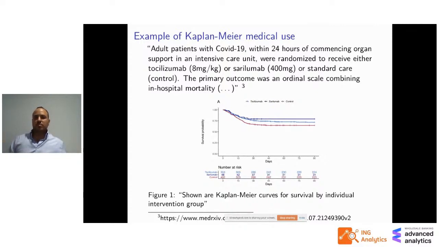I'm including it just because it's topical, just to see that these tools are used, but do not run away with any medical message out of here, because I'm completely not qualified. This is just to show you how these tools are used. So adult patients, the time 0 here is when adult patients come into an intensive care unit. And then at that point, they're randomized to either receive this treatment, the one that begins with a T, the one that begins with an S, or they receive the standard care, right, the control.